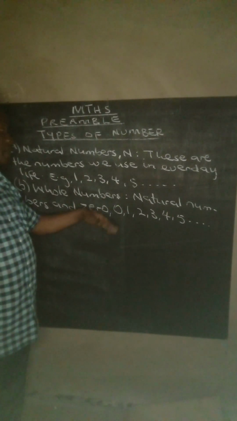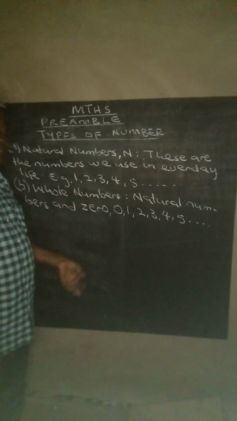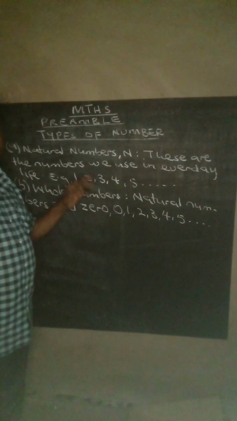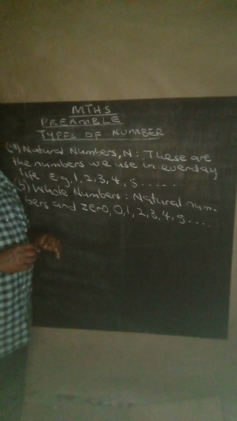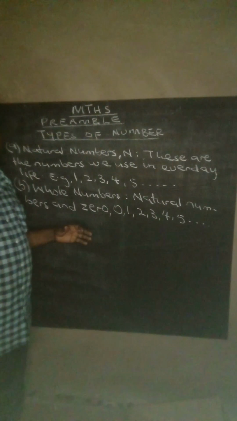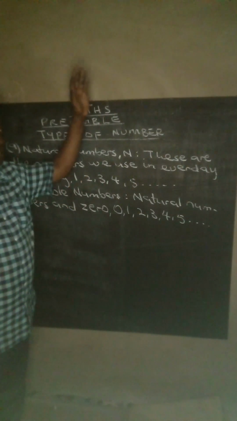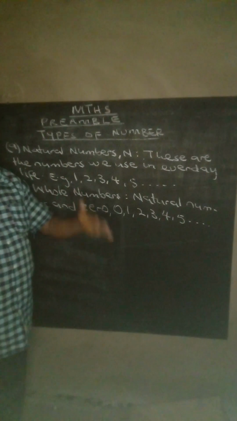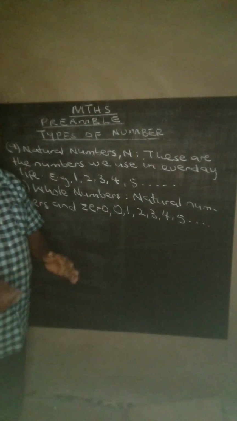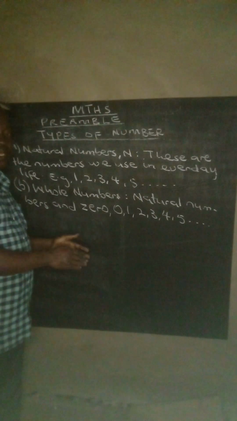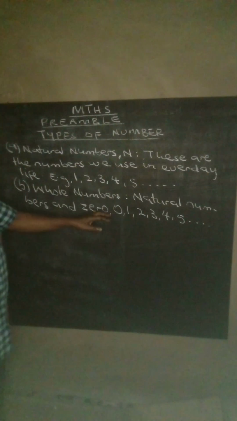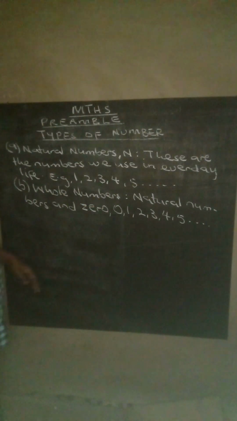Some people count 0 as part of natural numbers, but it doesn't really matter. You know that 0 is part of your number system. 0 means nothing, it means neutral. I have 10 naira, it's only 10 naira. I have 10 naira plus 10 naira minus 10, that's nothing. Neither having anything nor owing anything. So it's neutral. That is equal to 0.